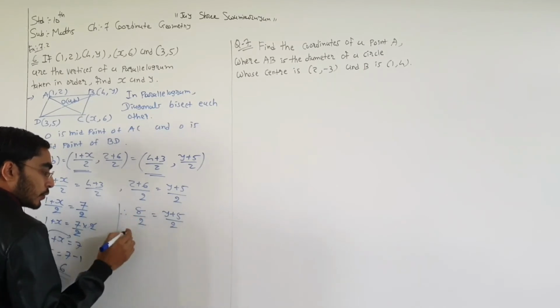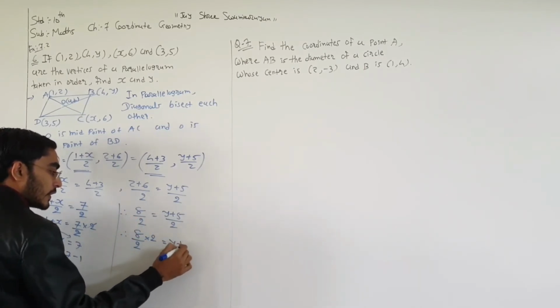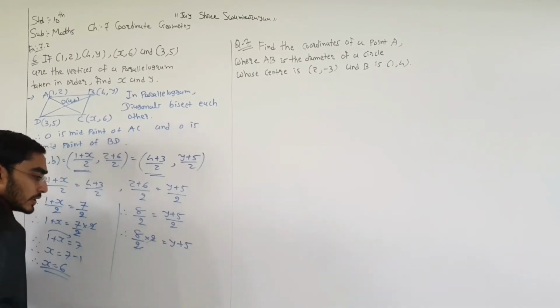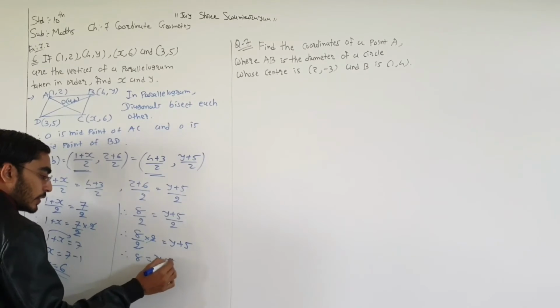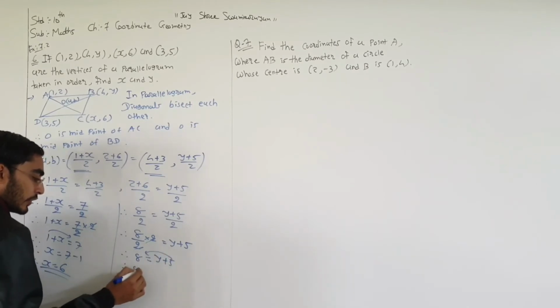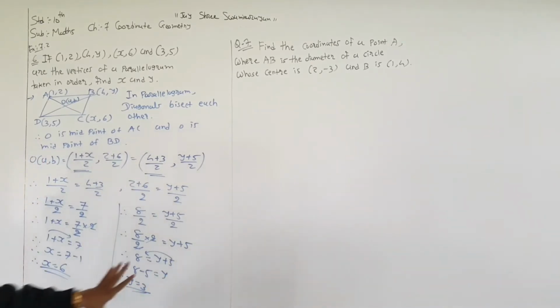Now transfer this 2 to the left hand side. So it goes to the numerator. So here you cut. So 8 is equal to y plus 5. Transfer this 5 to the left hand side, it becomes minus. So y is equal to 8 minus 5, 3. So x is 6, y is 3. That is the answer.